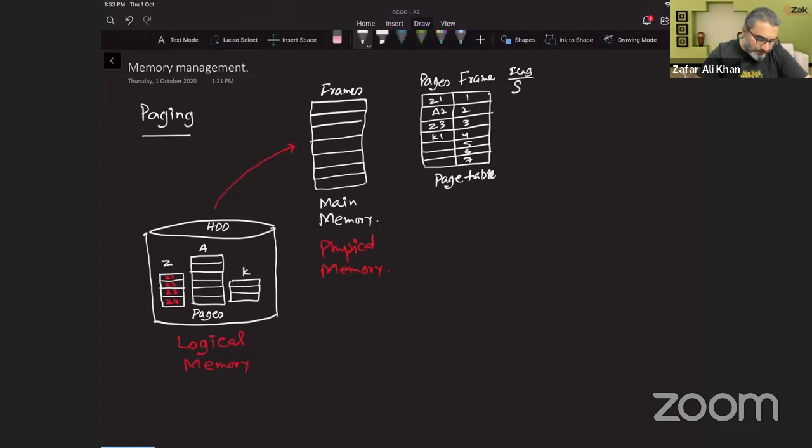Page size default value is less. Let's leave it. We don't need to discuss it in detail. Just leave it. Okay.